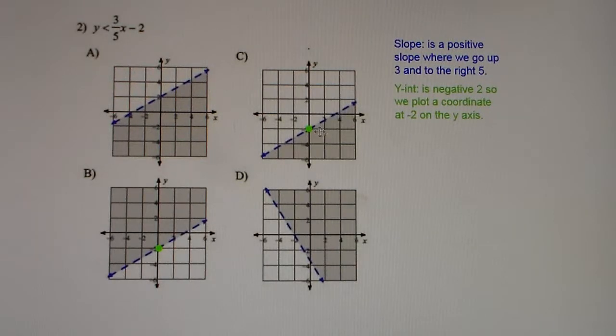So 0, 0 is not less than -2. So that 0, 0 point is a liar. It's not telling the truth, and we only want to shade the side that's telling the truth. So we have to shade down below. So C is our correct answer, because C doesn't have 0, 0 shaded. Alright, let's move on to number 3.